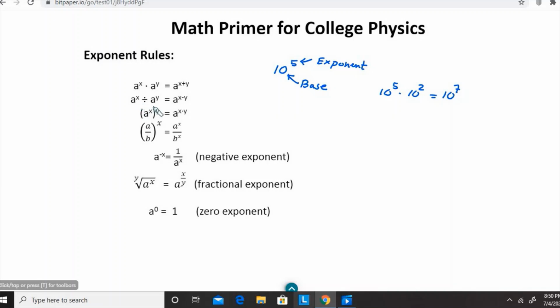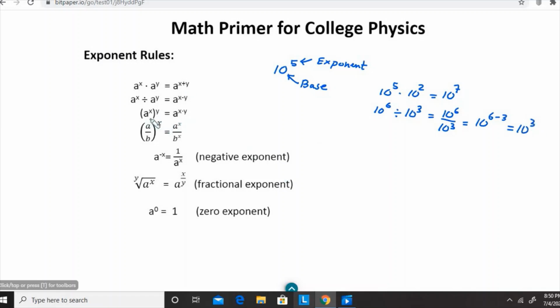The second one is a division between two numbers. Again, the bases are the same. So as an example, I'll write 10 to the power 6 divided by 10 to the power, let's say 3. So I can rewrite this in this way, 10 to the power 6 over 10 to the power 3. And then as given in this rule, you simply subtract the exponents. And then your answer would be 10 to the power 3.